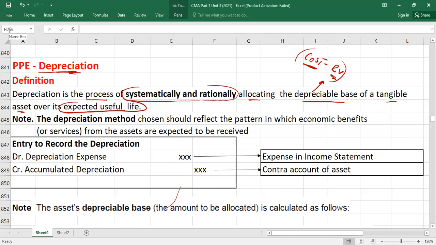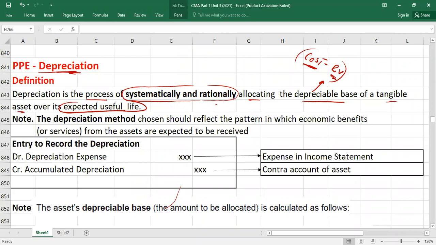So now, guys, these two words we have understood. Now, what is systematic and rational allocation? Systematic means the depreciation should reflect the pattern of benefit consumed. For example, if I have an asset and I'm planning to use it for 3 years, equally every year, then I need to select a depreciation method which gives equal depreciation. The reason is that I'm planning to derive the benefit equally every year.